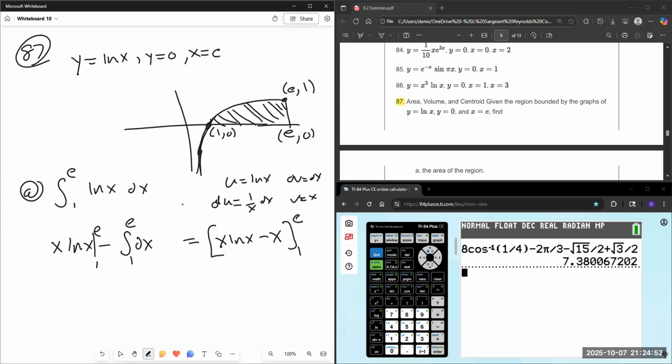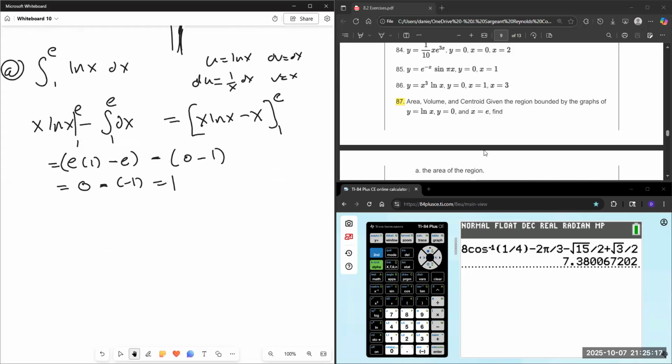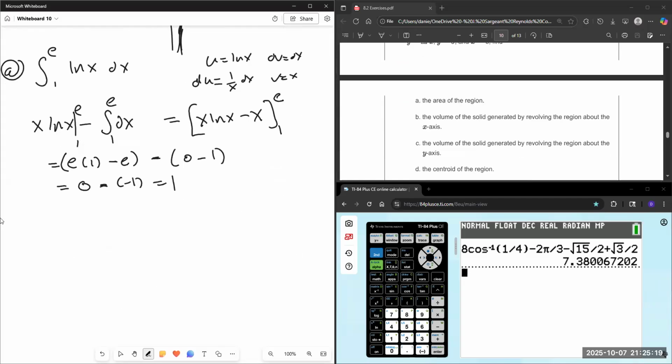From 1 to e is e times 1 minus e minus 0 minus 1. That is e minus e, which is 0, minus a negative 1, which is 1. So the area under the curve here is 1. Let's find the volume of the region generated by revolving around the x-axis.